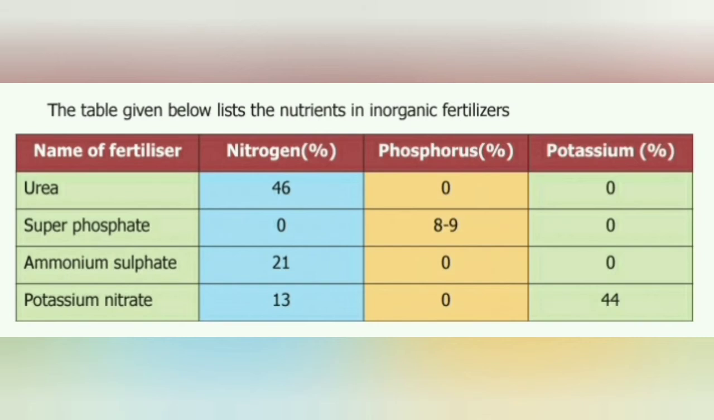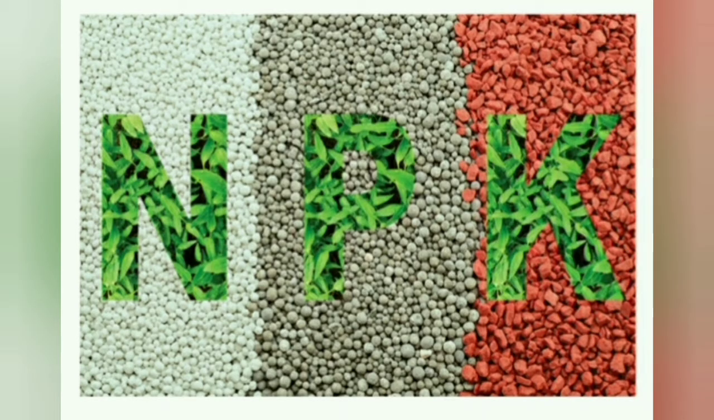The table shows the list of nutrients in the inorganic fertilizers. The fertilizers prepared from natural elements by making them undergo chemical changes in the factories are called inorganic fertilizers. For example, urea, ammonium sulfate, superphosphate, and potassium nitrate are some of the examples of inorganic fertilizers. If we add 50 kg of urea, then according to the table, 23 kg of nitrogen, that is 46%, will be added to the soil.